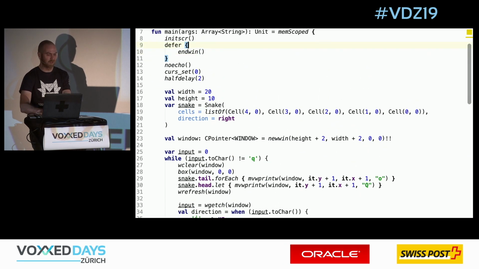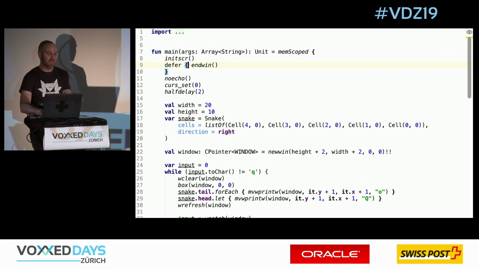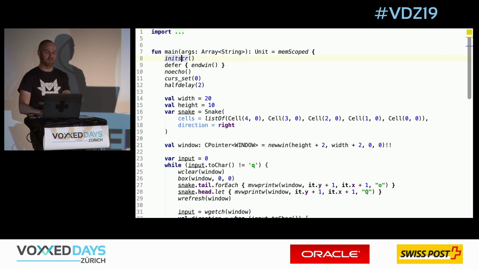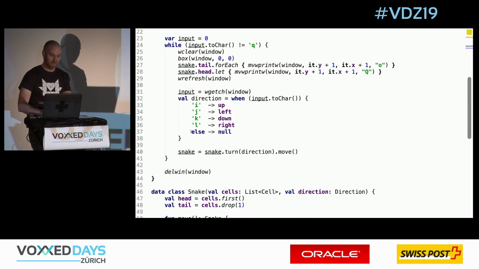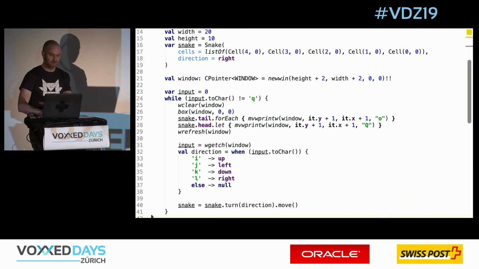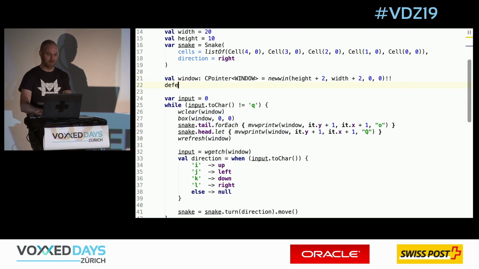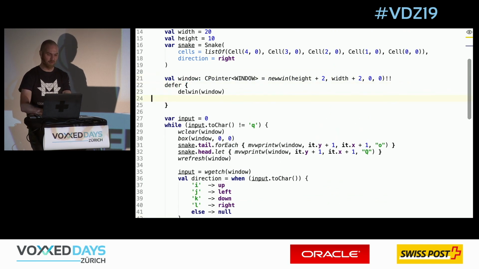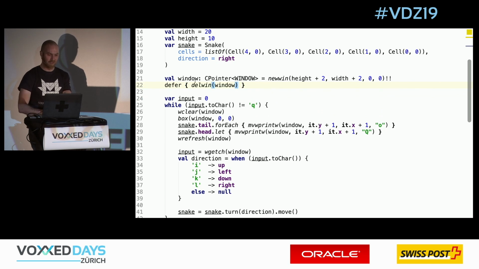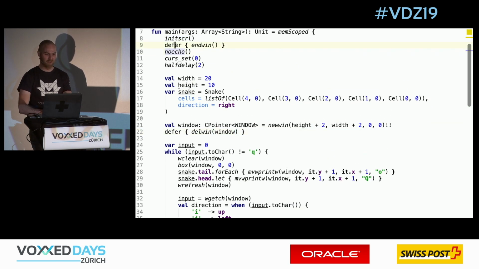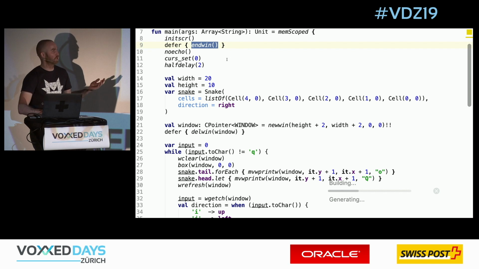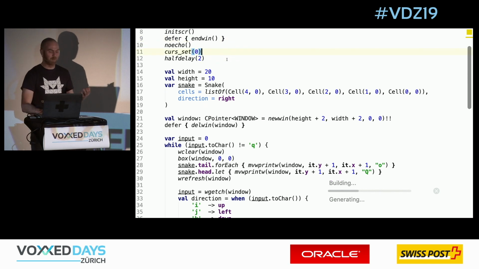This way, as soon as we switch into this ncurses mode, we remember to register a callback to clean up after ourselves. And the same with deleting the window. As soon as we allocate the window, we can do defer and just delete the window like this. And as you can guess, this defer will also run in reverse order. So this defer will happen first, and this will happen second. It should all work the same. I'm recompiling, but in reality, it will work the same way.